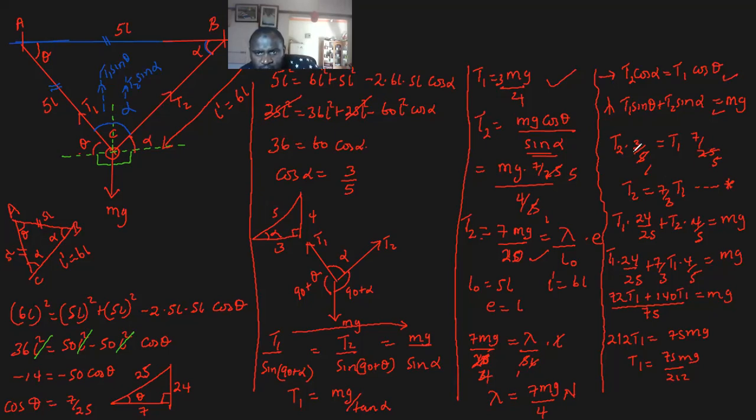I substituted for T2 cos alpha, which is 3 out of 5, correct. Cos theta was 7 out of 25, correct. Oh, yes. I missed 3 times 5. This was supposed to be 15. Is that true? So if that was supposed to be 15, this was supposed to be over 15.